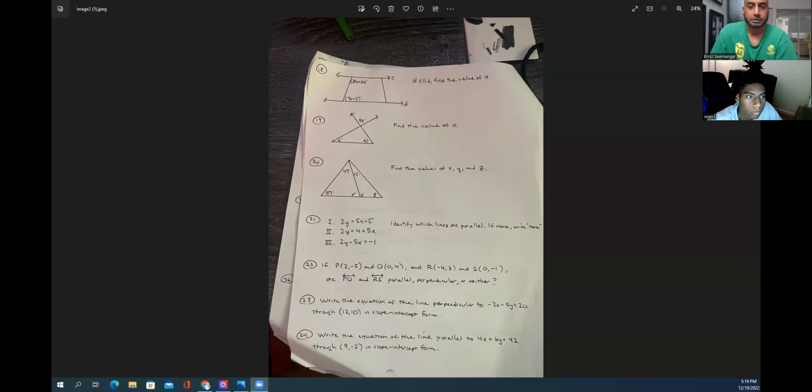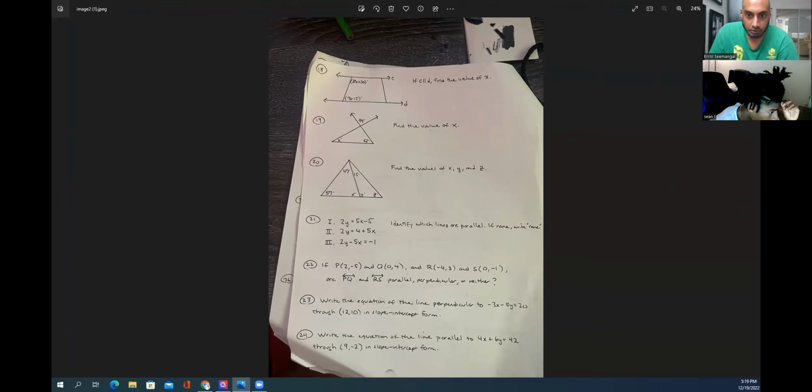Take that slope number, say it was 5, put 1 over that, and then put a negative sign. Okay. So share the screen, let me see. So just remember, parallel lines have same slope, perpendicular lines have negative reciprocal slopes. If P is that and Q is that and R is that and S is that, are PQ and RS parallel, perpendicular, or neither? Okay.